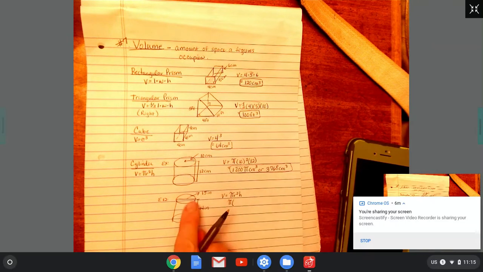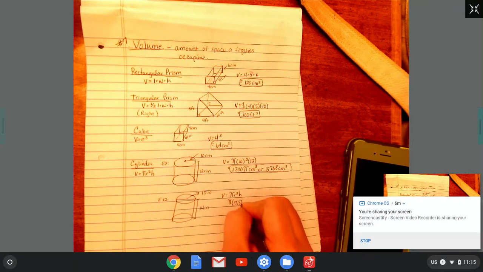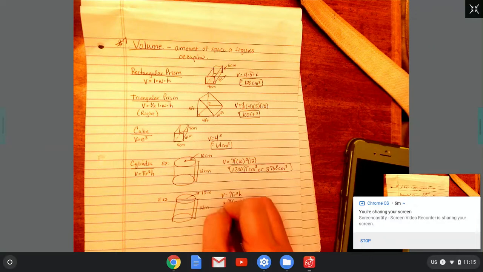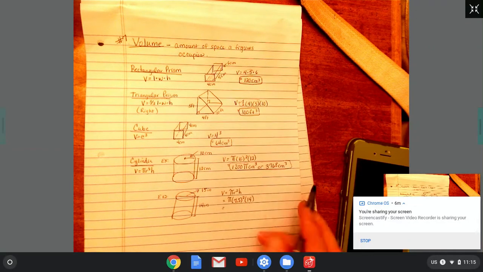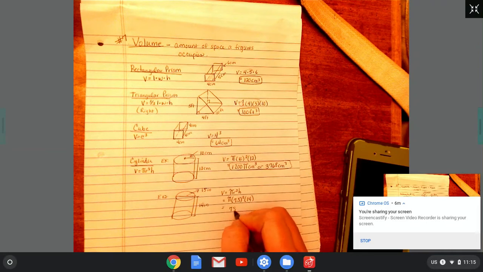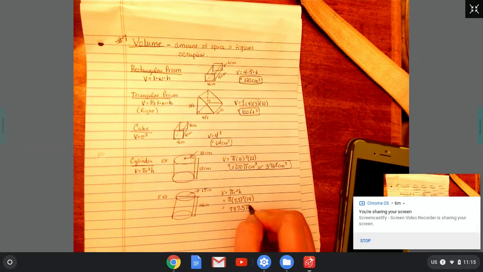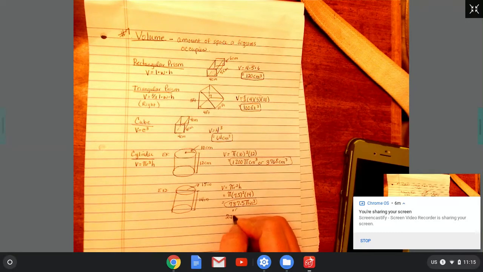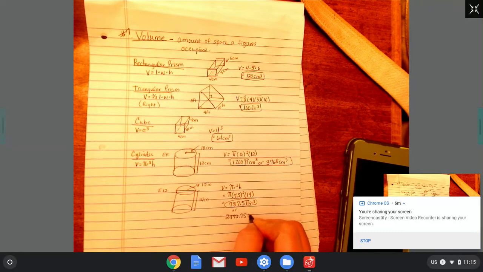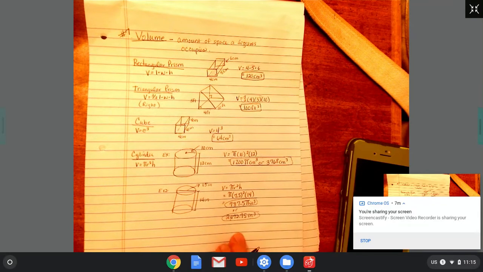Pi, the radius, since this diameter is 15, half of 15 is 7.5. Okay, if you work that out, 7.5 squared times 14 is 787.5 pi inches cubed. Or if you want to multiply by the 3.14 or factor that in, 2,472.75 inches cubed.